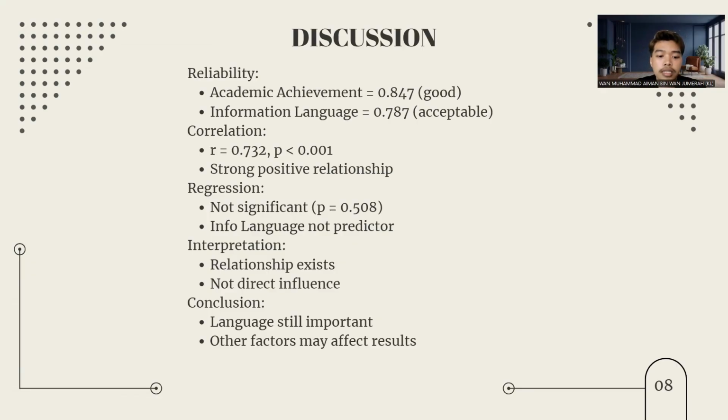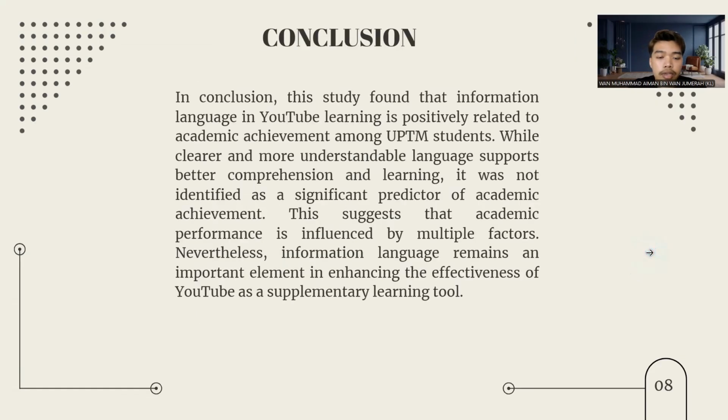However, the regression result shows that information language is not a significant predictor, with a p-value of 0.508. This suggests that although there is a relationship, information language alone does not directly impact academic achievement. Overall, information language is still important for learning, but academic achievement may also be influenced by other factors. So we move to the conclusion.